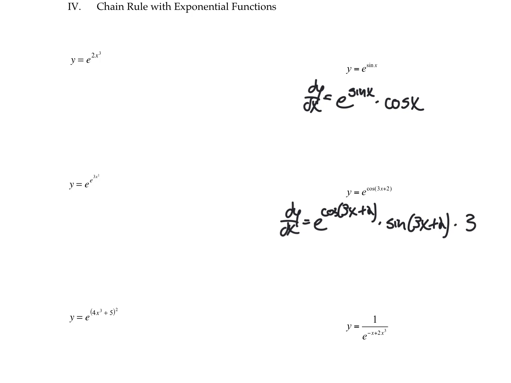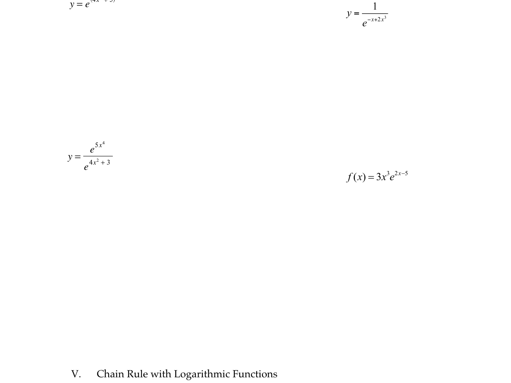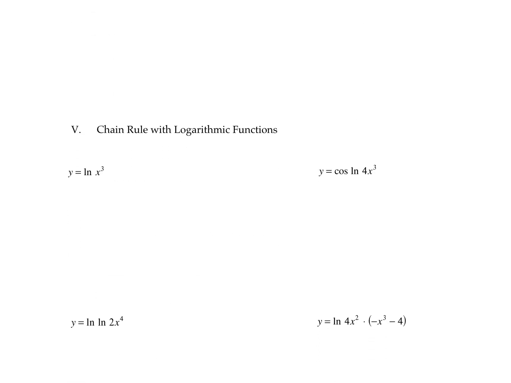All right, last one. Let's go into chain rule with logarithmic functions. Okay, so we have y equals cosine of ln of 4x cubed. This is the second one. Let's try to run through this together. So we get dy over dx.